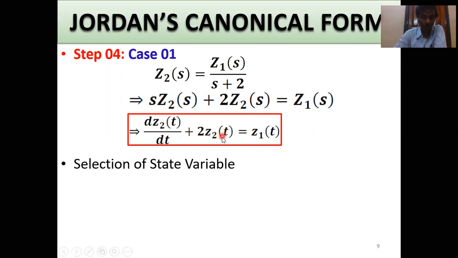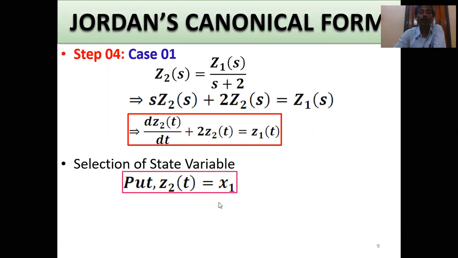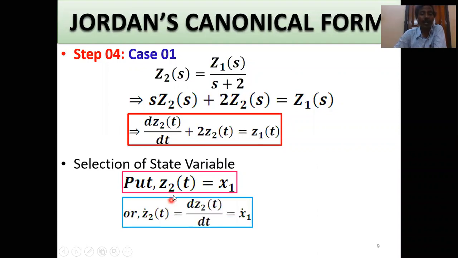So when position is differentiated, this is velocity, and when velocity is integrated, this is again position. This is the selection of the state variable. So this is the variable term. That's why we put z2 equals x1. This is the state variable x1. z2(t) equals state variable x1. Then differentiate both sides, and we get dz2(t) by dt equals x1 dot.